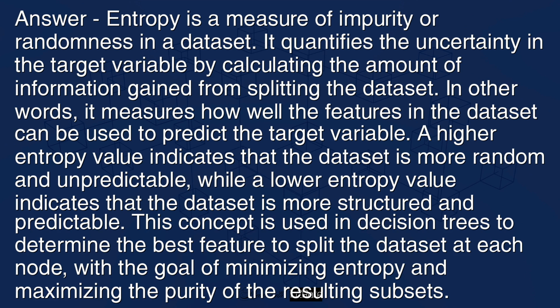A higher entropy value indicates that the dataset is more random and unpredictable, while a lower entropy value indicates that the dataset is more structured and predictable. This concept is used in decision trees to determine the best feature to split the dataset at each node, with the goal of minimizing entropy and maximizing the purity of the resulting subsets.